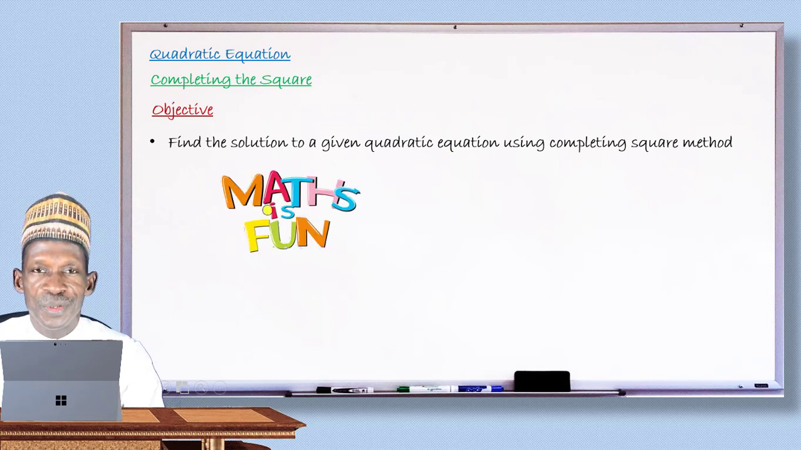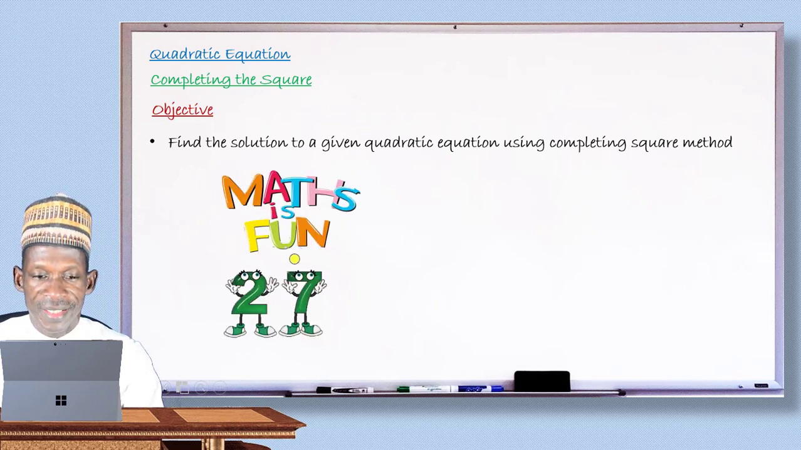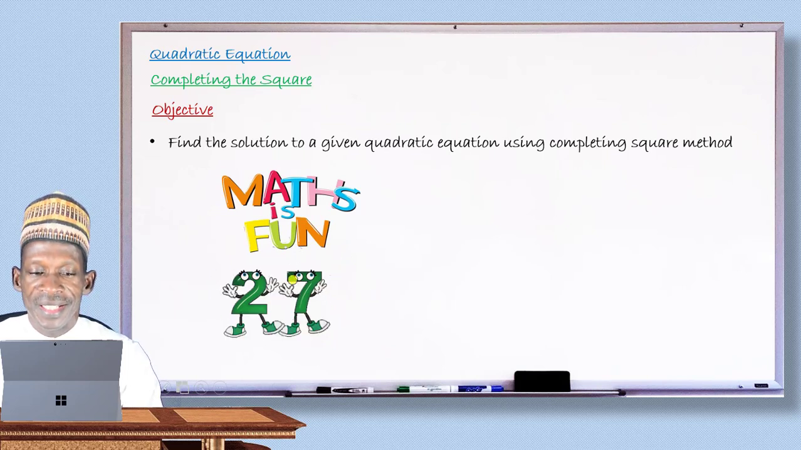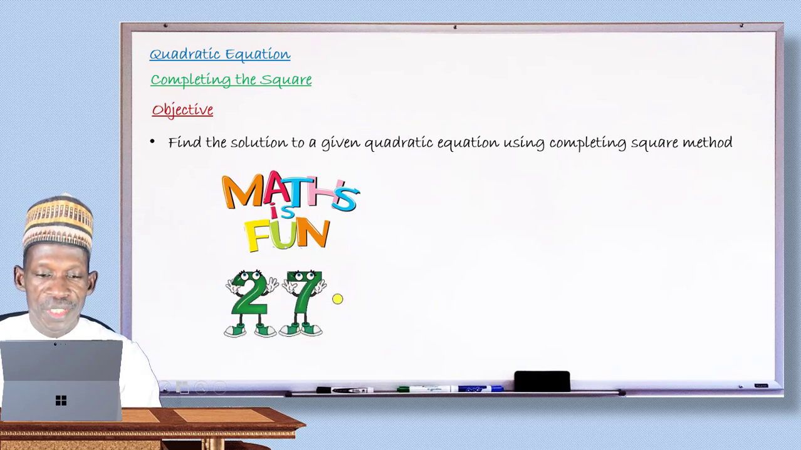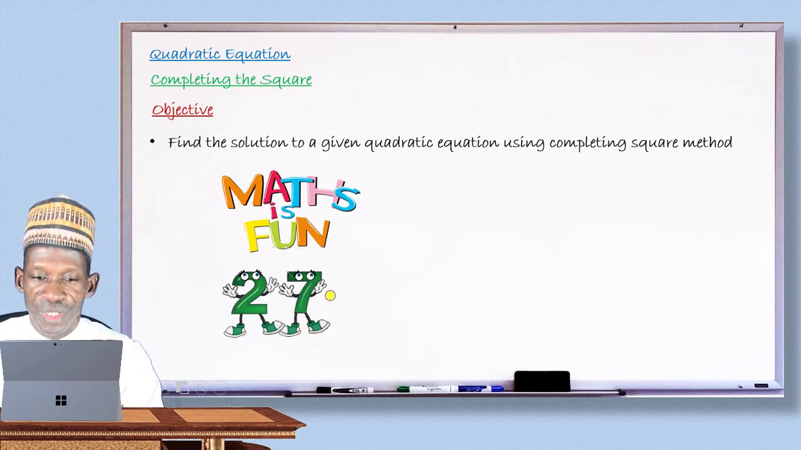My dear student, as usual in a favorite segment of the lesson, today I'm happy to give you another interesting number. This number is 27. 27 is so unique, so amazing, so interesting. I'll tell you what is interesting about this number after completing my lesson today, so don't go away.